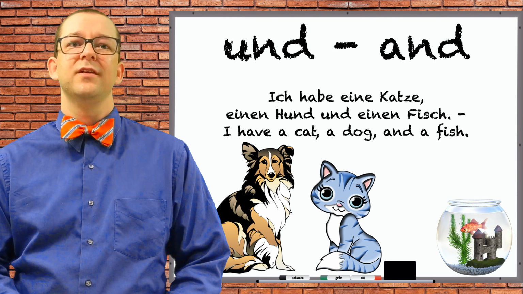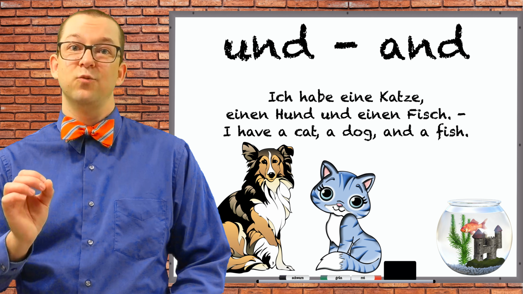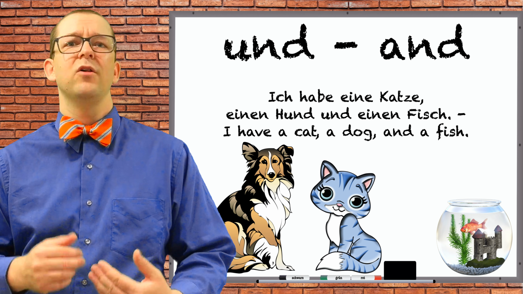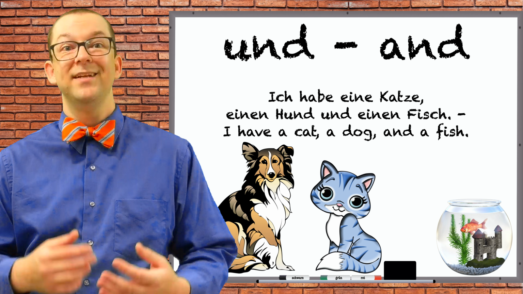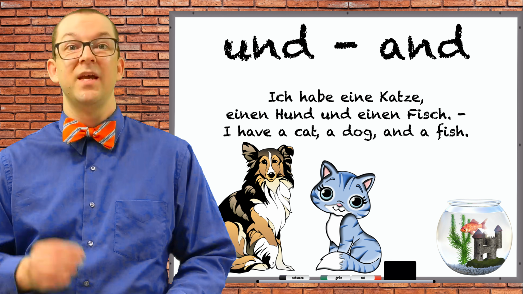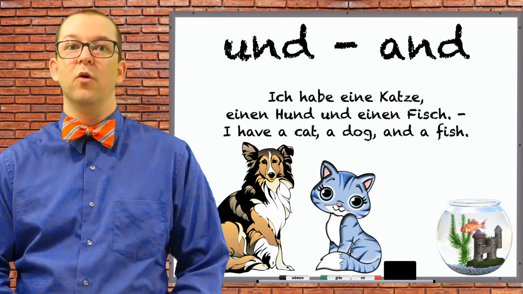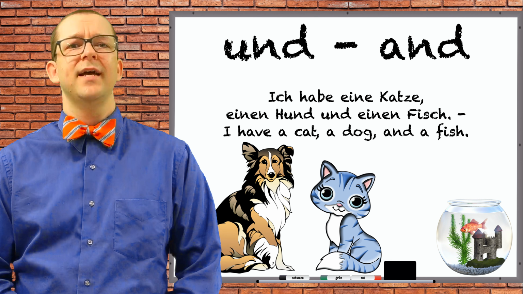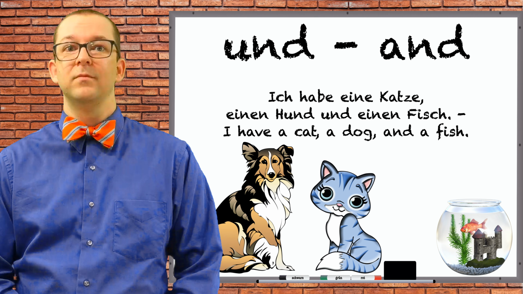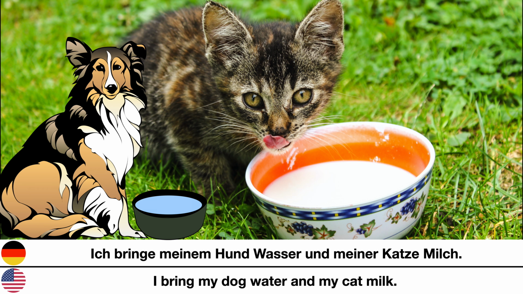Also, notice that there is no comma between the second to last word and und. This is what we call an Oxford comma in English, and in German this does not exist. When making a list of words or phrases in German, don't add a comma before und. You can also connect a phrase or clause with und. Ich bringe meinem Hund Wasser und meiner Katze Milch. I am bringing my dog water and my cat milk.